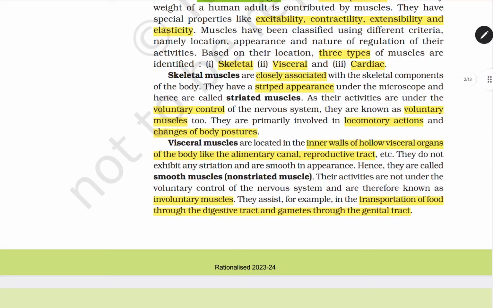Visceral muscles are located in the inner wall of hollow visceral organs of the body like the alimentary canal, reproductive tract, etc. They do not exhibit any striations and are smooth in appearance, hence are called smooth muscles or non-striated muscles. Their activity is not under voluntary control. That's why they are called involuntary muscles. Their function is to transport the food through the digestive tract and gametes through the genital tract.